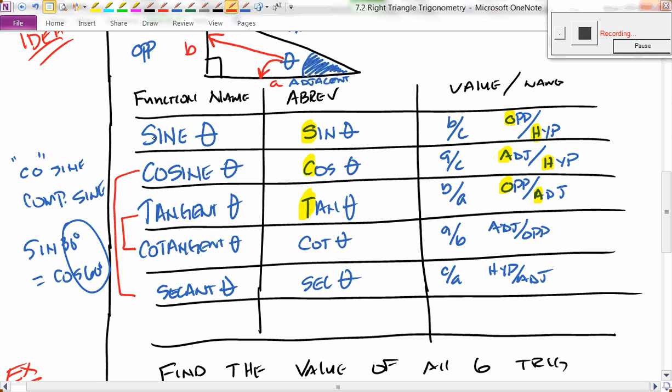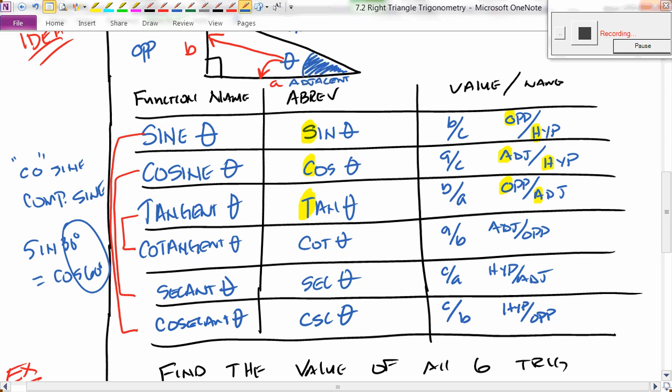And the last one, the reciprocal to sine, is cosecant. Cosecant theta. And the abbreviation is csc. Please don't say cosec. It is cosecant theta. And the value is C over B, or hypotenuse over opposite.